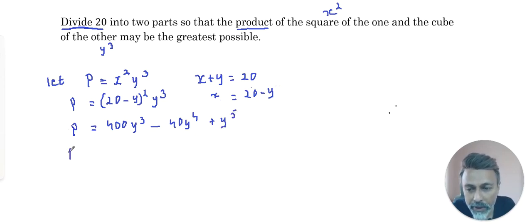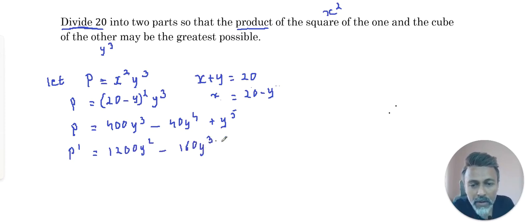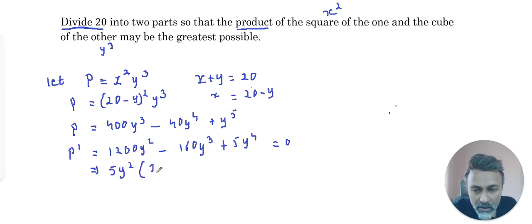Let's differentiate with respect to y. P dash is equal to 1200 y square minus 160 y cube plus 5 y raised to 4 is equal to 0. Let us take 5y square common, which gives you 240 minus 160 upon 5 is 32 y, because y cube has y square common, plus y square is equal to 0. This is a quadratic.